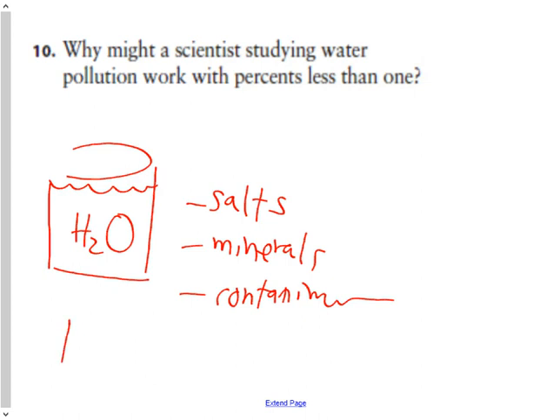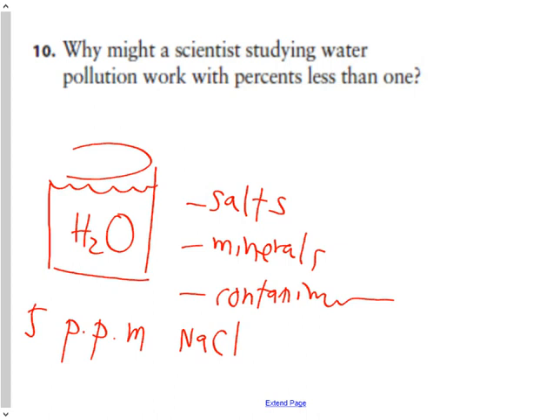Scientists use the abbreviation ppm. Does anyone know what ppm stands for? If I said 5 ppm of, do you guys know NaCl? What's NaCl? Salt. So if I said 5 ppm NaCl, it was on the side of a bottle, what does ppm stand for? It stands for parts per million.